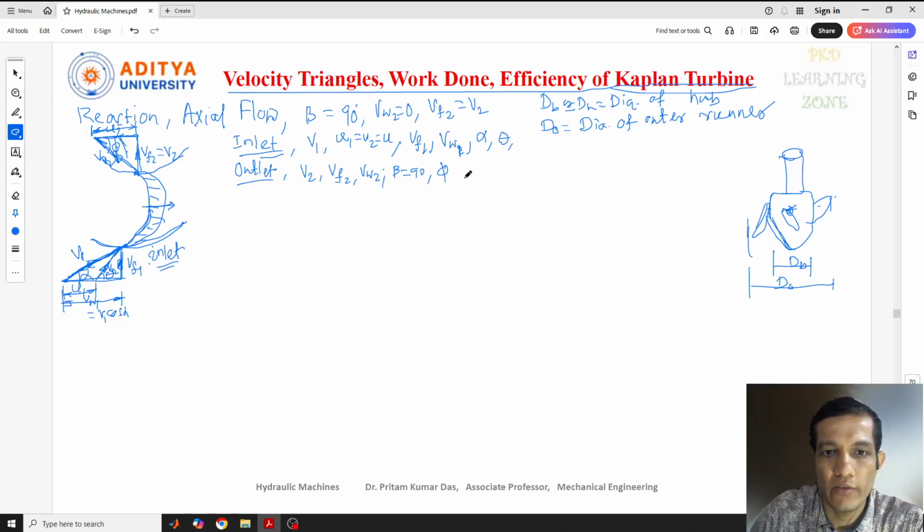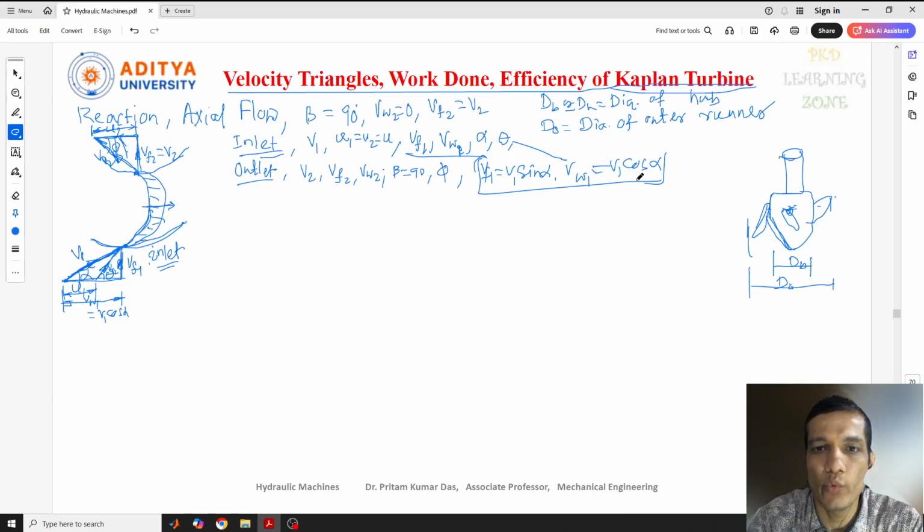As I told you, here I can also write one more terminology: VF1 equals V1 sin alpha, and VW1 is nothing but V1 cos alpha, at the inlet condition. So these are the terminologies used in this Kaplan turbine, or velocity triangle also you can say. Now we'll go to the work done.